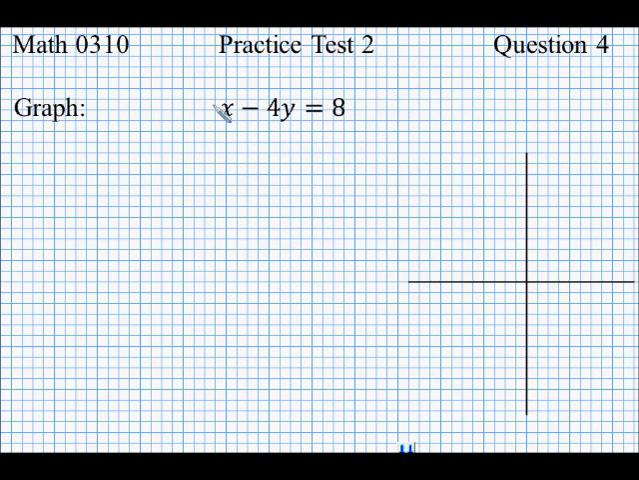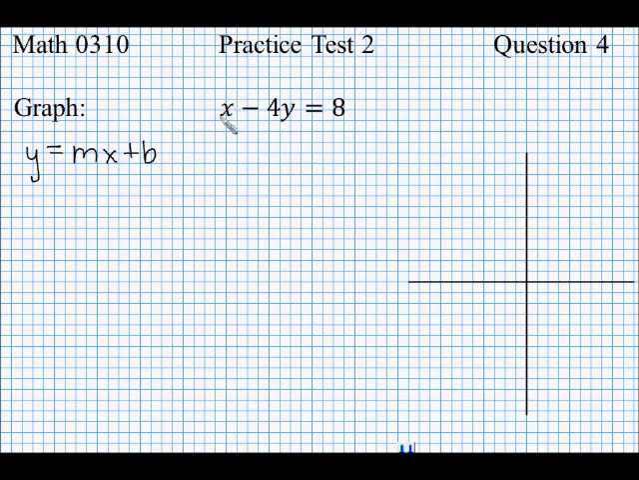Question 4, graph the equation x minus 4y equals 8. We have a couple of options here. We can either graph by intercepts, or we can get this in slope-intercept form. Here I'm going to get this in slope-intercept form, y equals mx plus b. Alright, so to do that we need to solve for y.